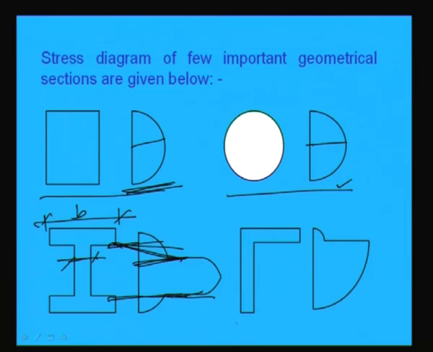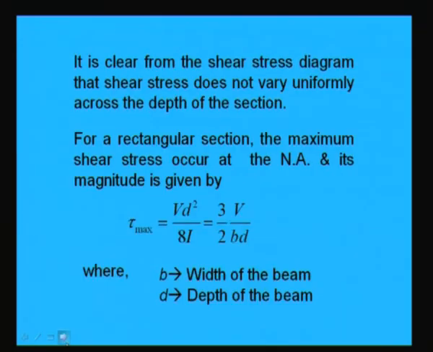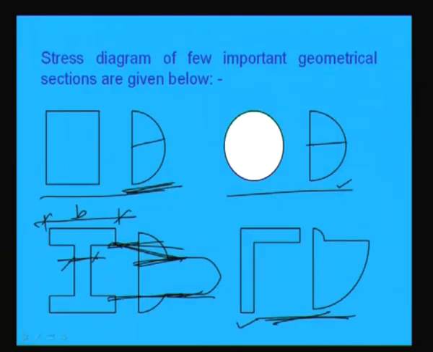Similarly, if we have an L type of section or angle section, the shear stress distribution will be something like this. Now, how to calculate that is what we will focus on here. We know tau max; what will tau max be? V into A into y bar by I into B. This will be the tau max, say, for a rectangular section.